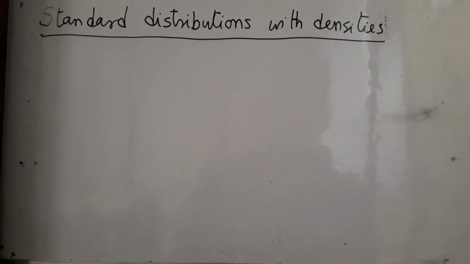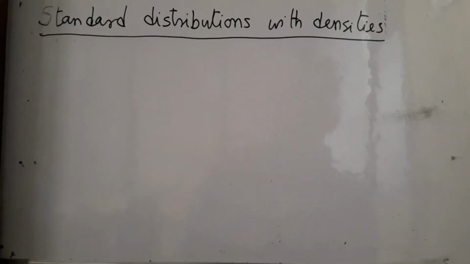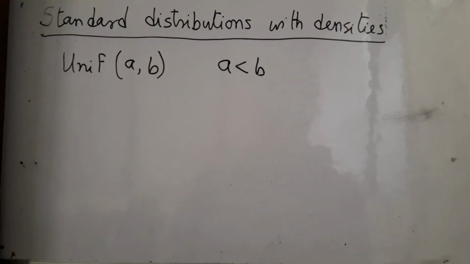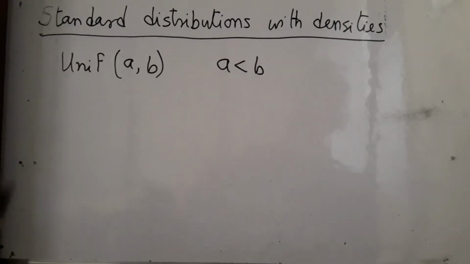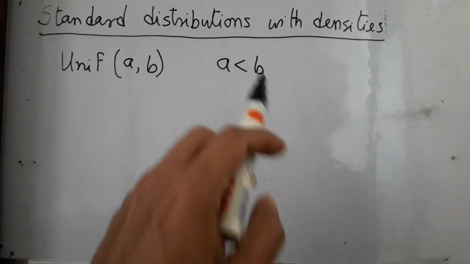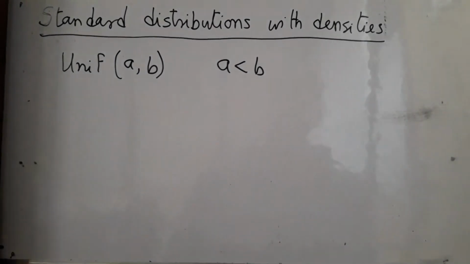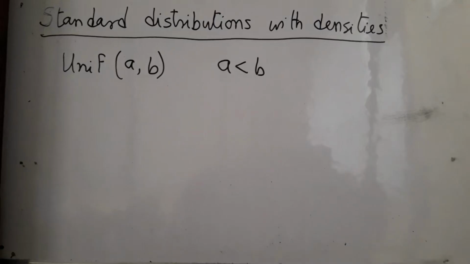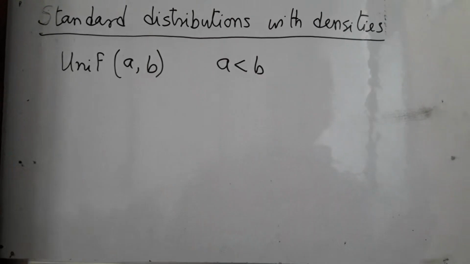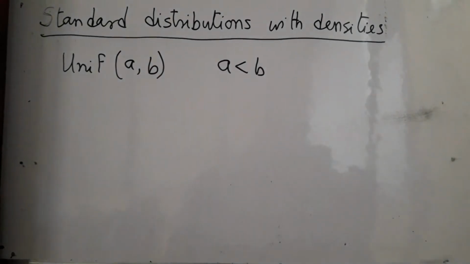From this video onwards, we shall start discussing some standard distributions with densities. We shall start with the uniform distribution, abbreviated as Unif, then two numbers a less than b. This is the distribution which is uniform over the interval a to b. Whether it is open or closed or semi-open, it does not matter.